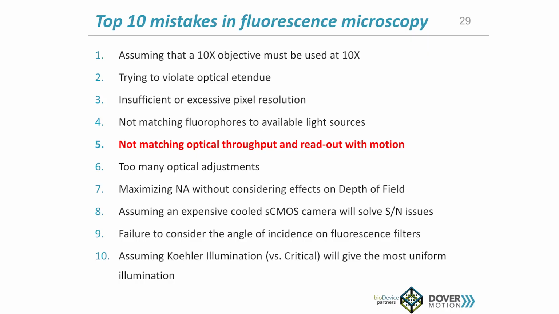Another issue is not matching the optical throughput with the motion. In particular, during the motion from one field to the next in sequential field imaging, we want to make sure that the image download takes no longer. In essence, if we can move from field to field faster than you can download the image, you need a faster camera.